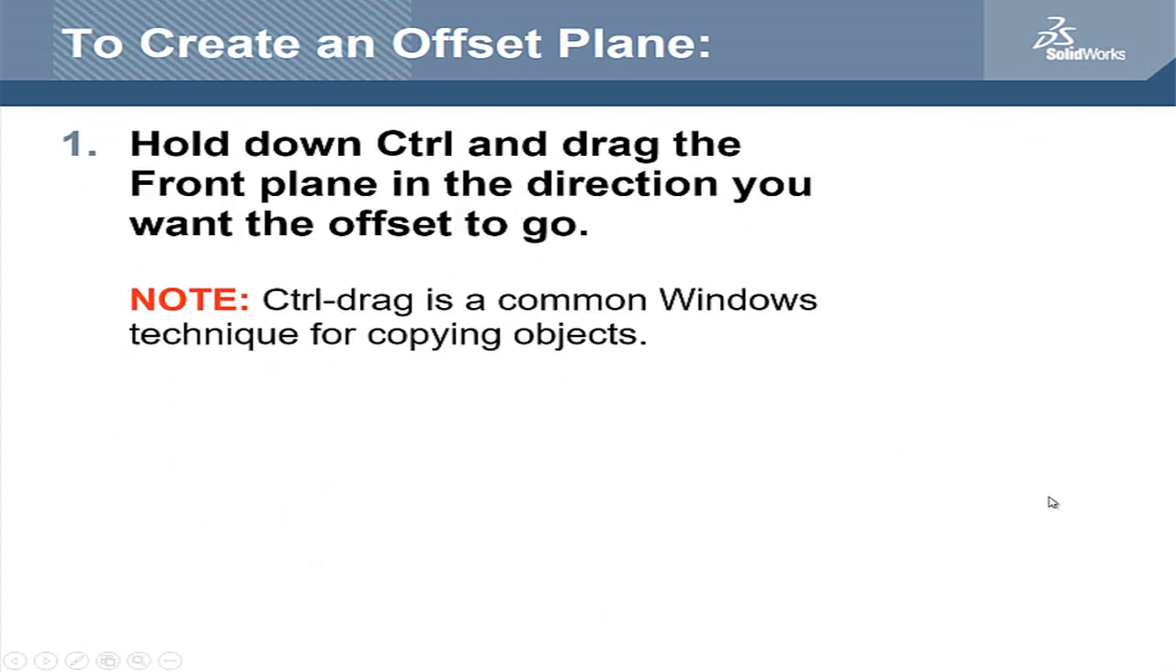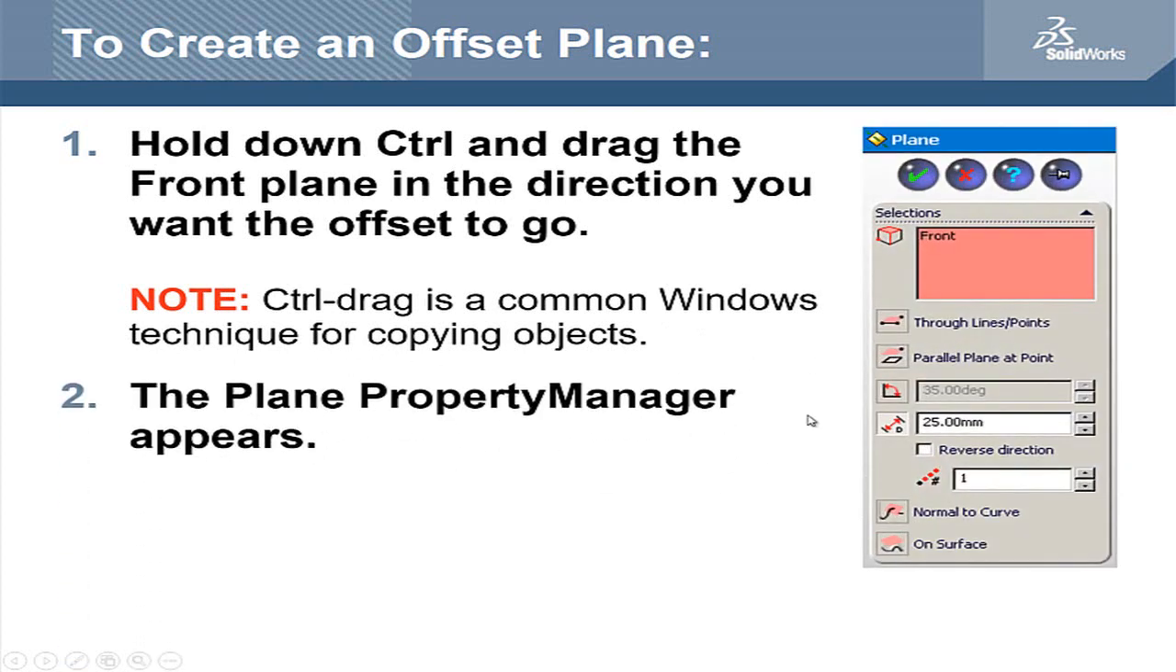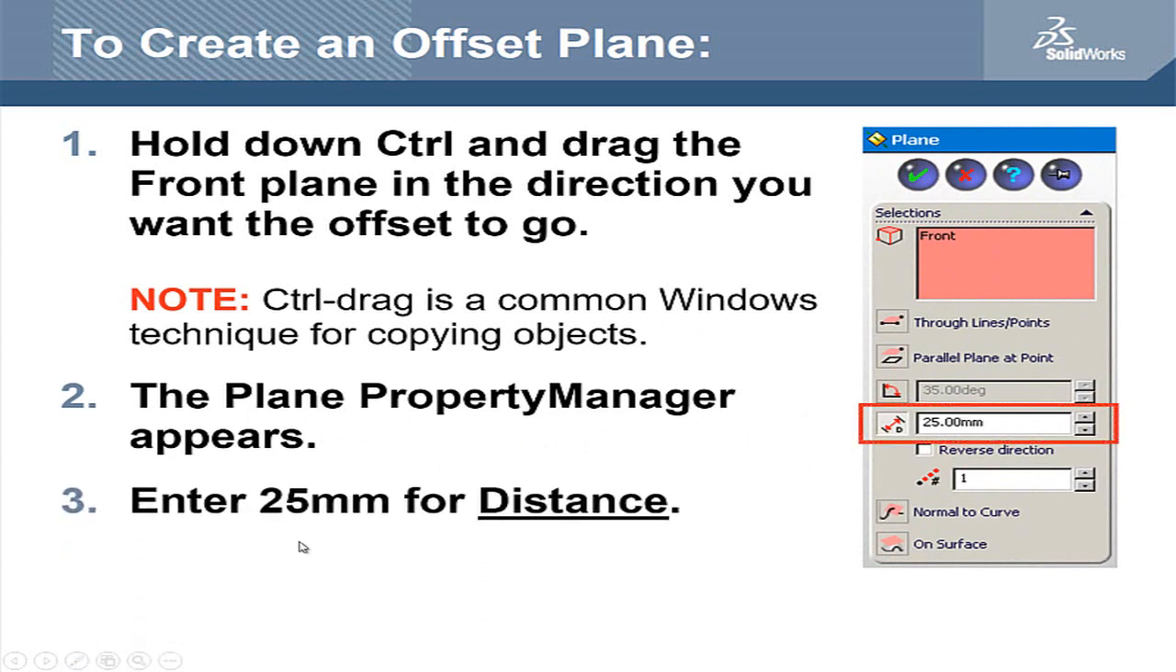Hold down the Control key and drag the front plane in the direction you want the offset to go. A control drag is a common Windows technique for copying objects. The plane property menu appears. Here we have the plane property menu. Enter 25 millimeters for the distance. There's the distance D, 25 millimeters. That sets the plane 25 millimeters.